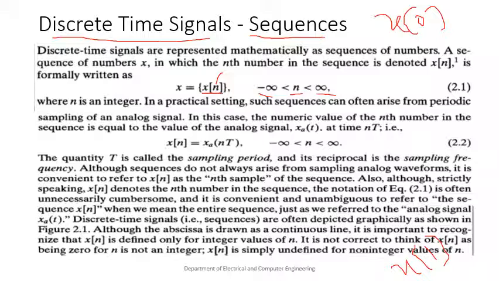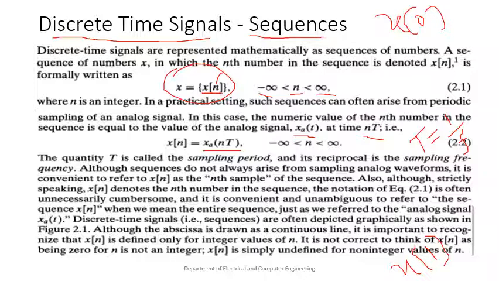In practical settings, such sequences arise from periodic sampling. As I've told you, we get this type of signal from periodic sampling of an analog signal. Here we have an analog signal x a of t, x analog, t continuous. What we do is replace this continuous t with nT, a multiple of the sampling time. T is the reciprocal of the sampling frequency. So we replace continuous time with a multiple of the sampling time, and we get x of n.